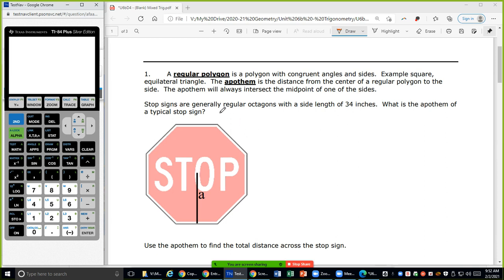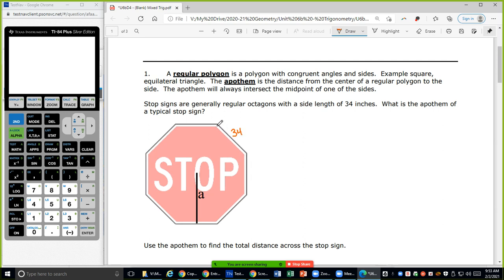It says stop signs are generally regular octagons. So when it says regular, that means it's a regular polygon. So all my sides are the same length, all my angles are the same measure. And it says that they have a side length of 34 inches. So you know what? I'm just going to mark that on here. I'm going to say my side length here is 34 inches. So 34, 34. I know these are all 34 because my stop sign is a regular octagon. So there's 8 sides that are all 34. We could put inches here if we wanted to.